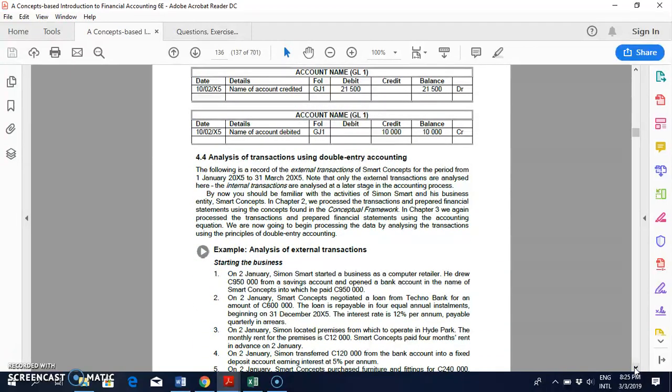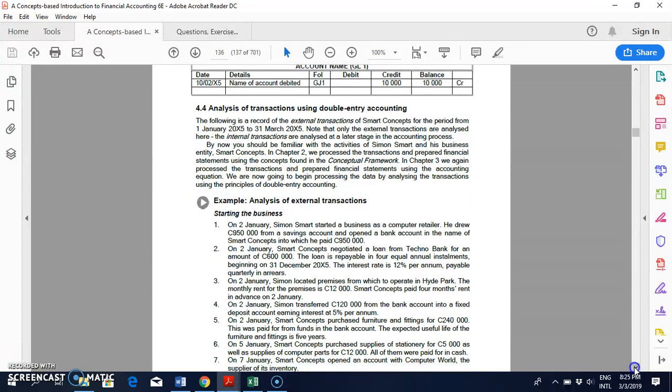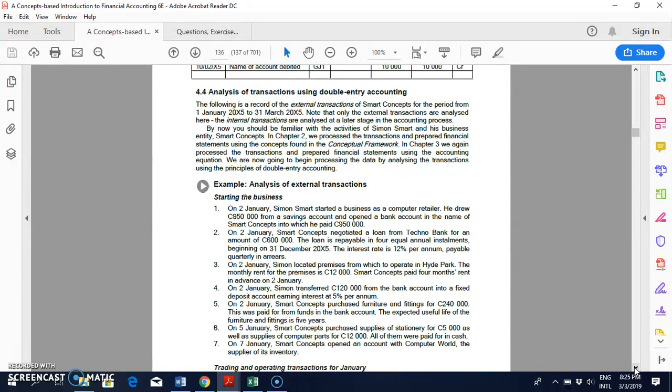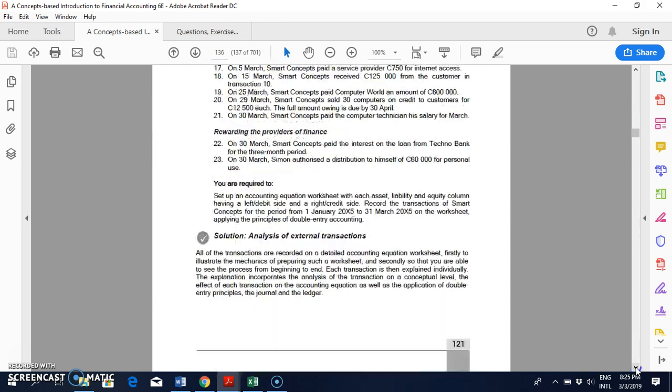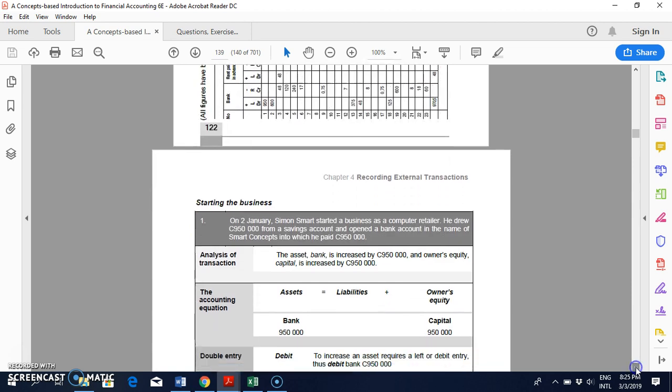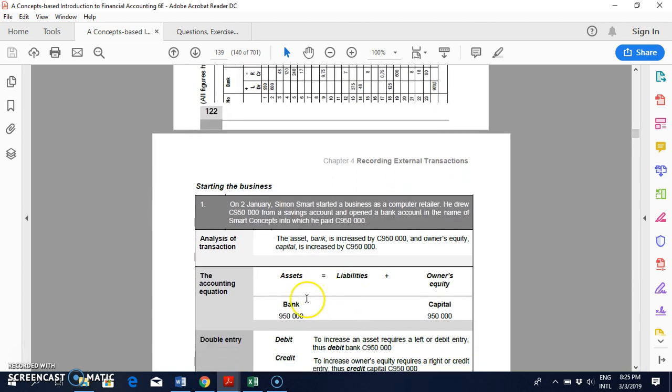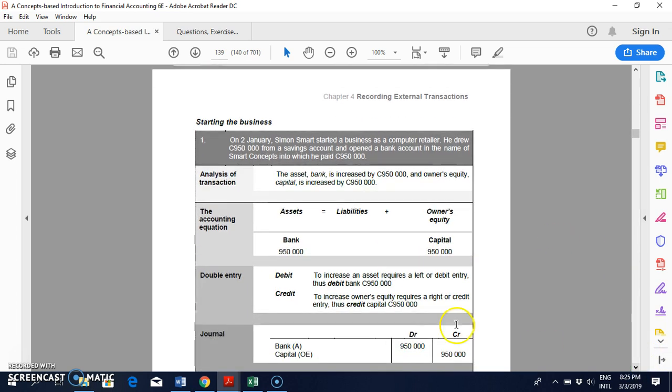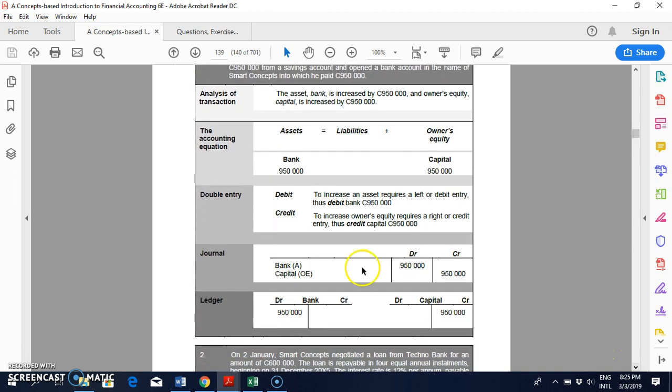So let's look at the first transaction. The first transaction we've dealt with before, it's Smart Concepts with Simon. So Simon Smart took money from his savings account and deposited this into the account of the business. So now we can see the accounting equation which we've done. And the accounting equation shows here that the assets are going to increase and owner's equity is going to increase. But how would this affect the journal? You can see that there's a double entry, which means there's a debit and a credit. And here you can see how it affects.